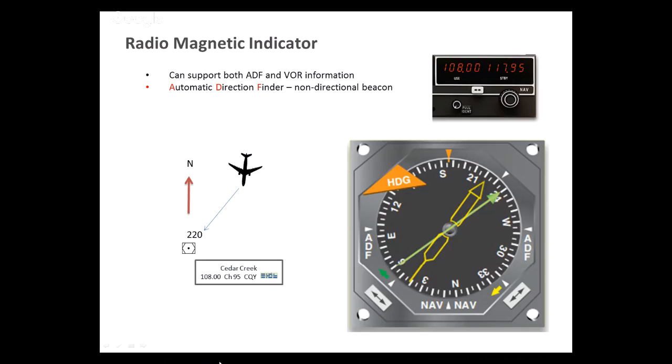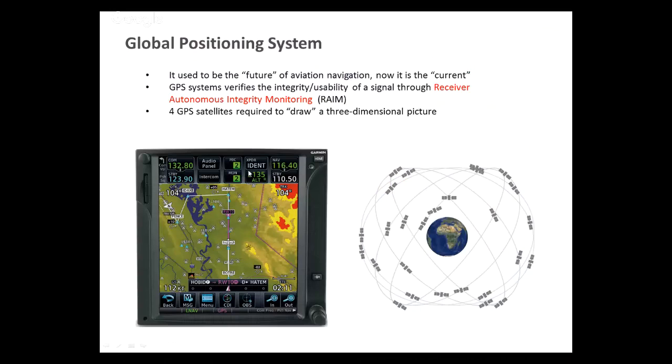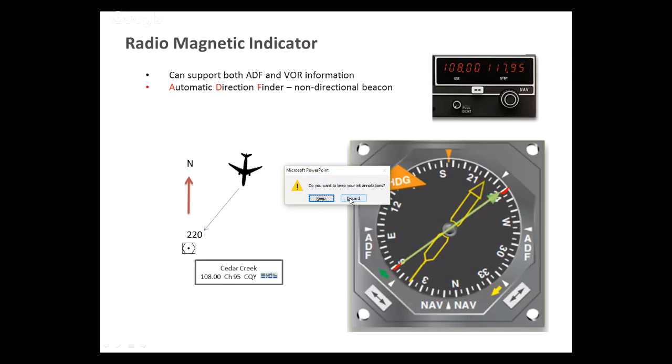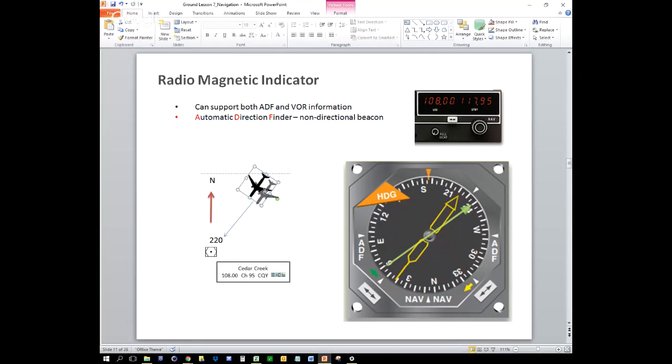So here's my ADF right here, this green arrow. And if I'm flying my airplane, what that green arrow is telling me is that the station is 10, 20, 30, 40, 50, 55 degrees to my right. And so what do I do? I turn my airplane 55 degrees to the right, and I fly towards the station. And that's all you can do with an ADF.